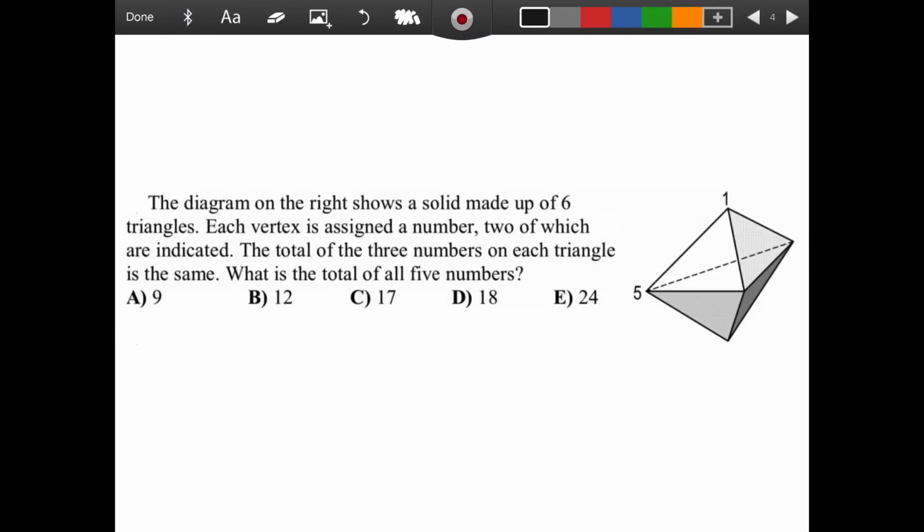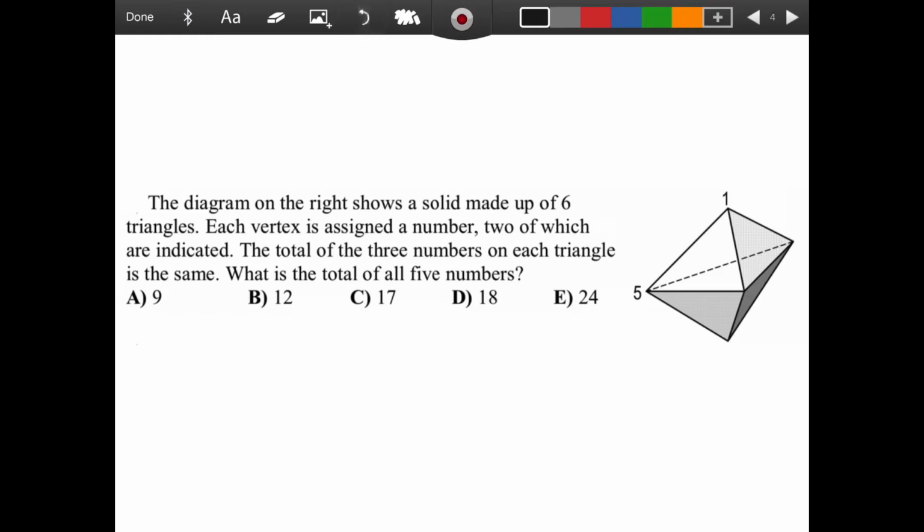So the question is, the diagram on the right shows a solid made up of 6 triangles. Each vertex is assigned a number, 2 of which are indicated. The total of the 3 numbers on each triangle is the same. What is the total of all 5 numbers? So all the 5 numbers is basically this vertex, and this vertex, which each are all assigned a number.